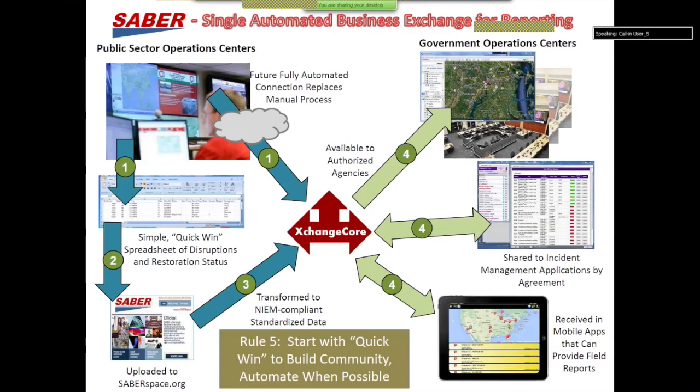But the real essence is this. Rule number 5, start with a quick win. That's the spreadsheet. And literally, in a matter of minutes, with you on the phone, we can get a spreadsheet moving into XchangeCore, through SABER, and out to those government operations centers. So let's start with a quick win, build this community, and then automate whenever the private sector operations centers are available and are ready to deliver that information. So that's the essence of SABER.